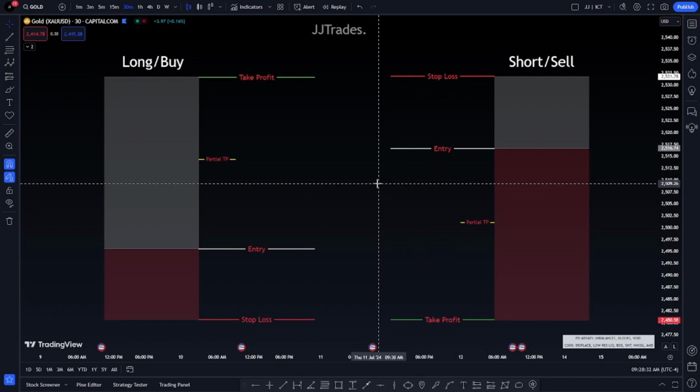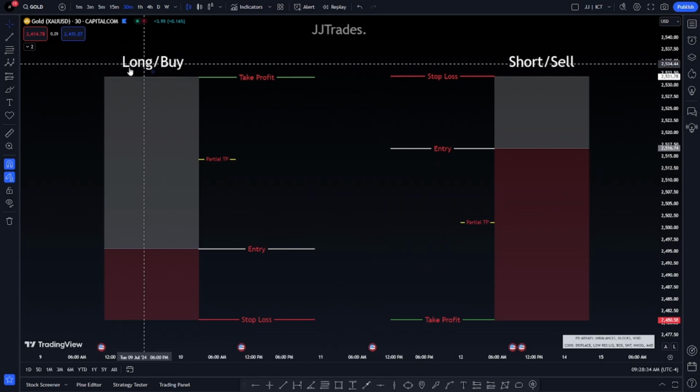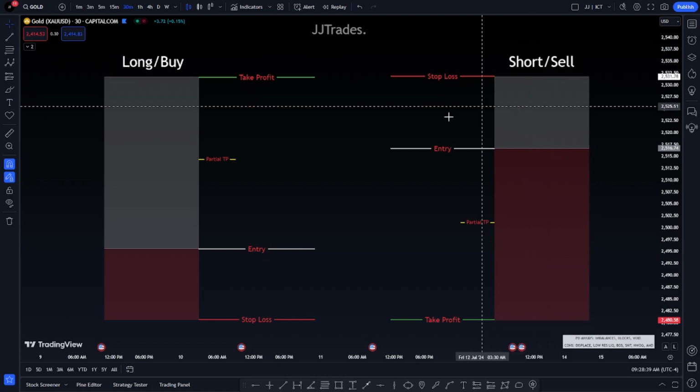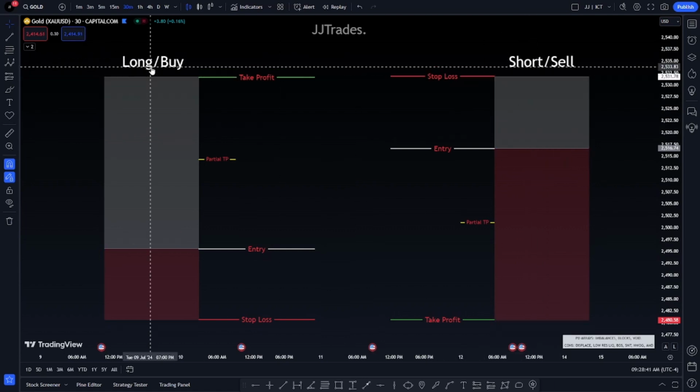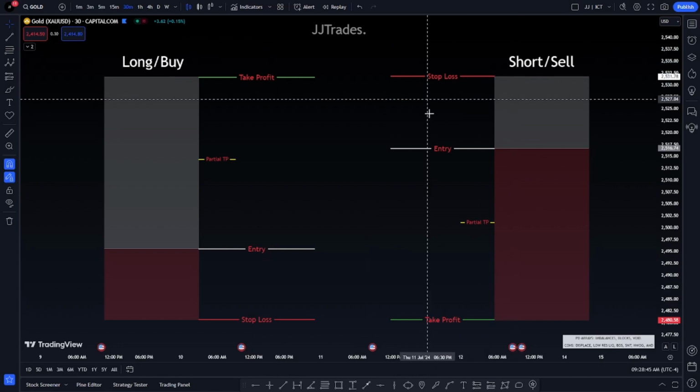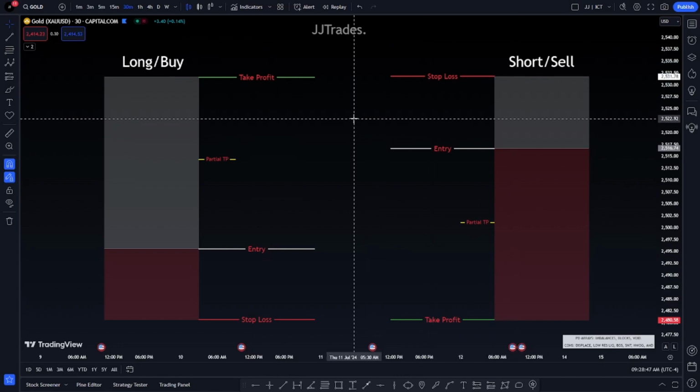So as you see here on my chart, I have a position of a long and/or buy and a position of a short and/or sell. With a buy, you make money as price goes up, and with a sell, you make money as price goes down. Simple, right? Now, here's the more complicated part.